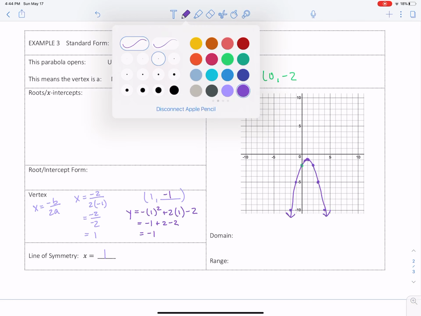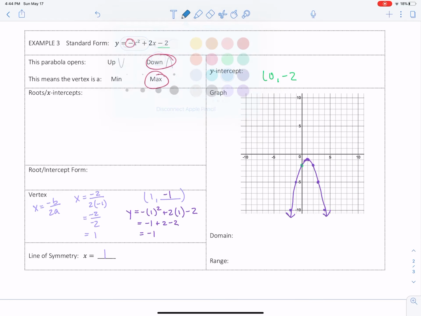So if I'm going to try for my root form, we're going to say 0 is equal to negative x squared plus 2x minus 2. Okay, no, I can't factor it, but what I'm going to do is complete the square. I like completing the square. And we're going to see something pretty cool about this guy. First, I'm going to divide by negative 1. And that's to make sure everything's positive.